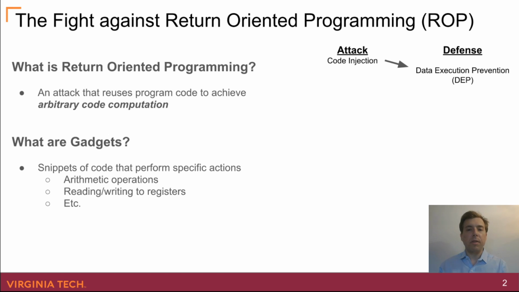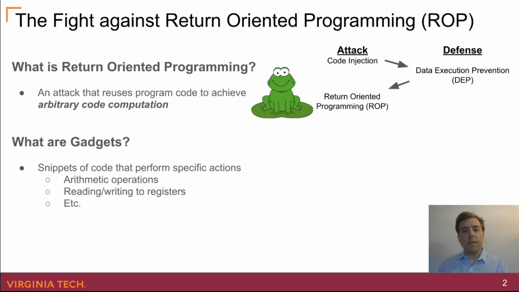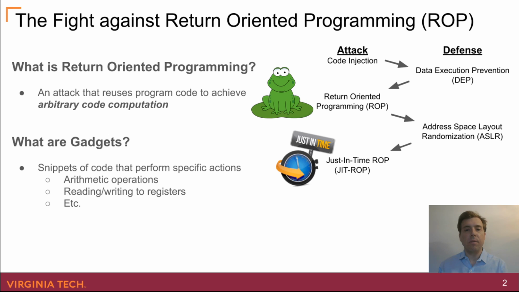So what is return-oriented programming? Return-oriented programming, also known as ROP attacks, are a security attack that was introduced to bypass data execution prevention. ROP attacks reuse portions of a program's code, known as gadgets, against itself to construct an attack and achieve arbitrary code computation. Address space layout randomization, also known as ASLR, was introduced and widely adopted to combat early return-oriented programming.